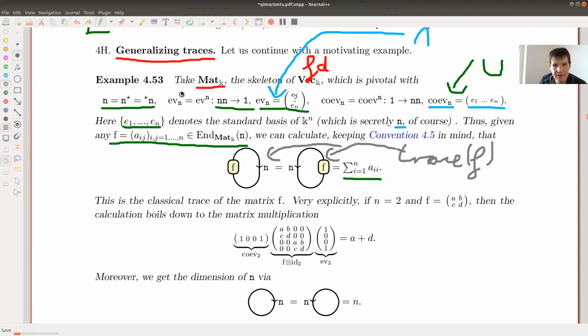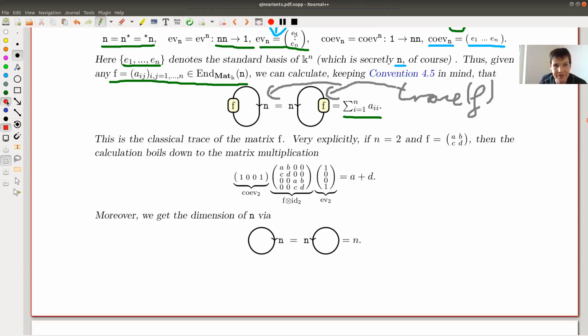This is just trace f. And well, we do this really very explicitly. Just write it down on paper. You will see how it works. So if you have a matrix A, B, C, D, so n equals 2, and this whole calculation boils down to, well, I have my evaluation 2, which is the first thing I do.